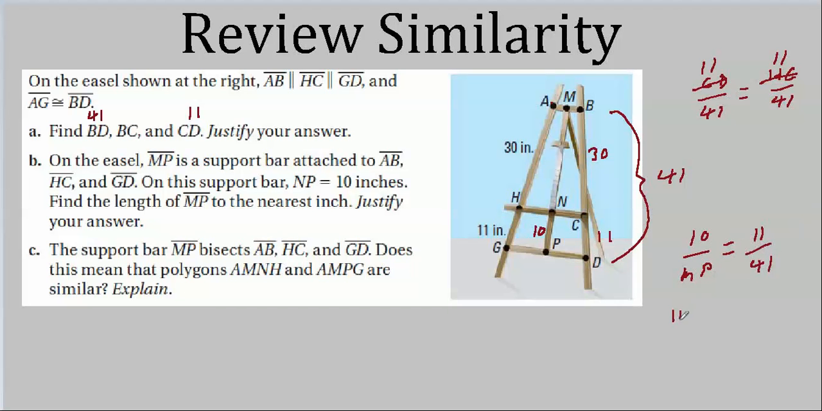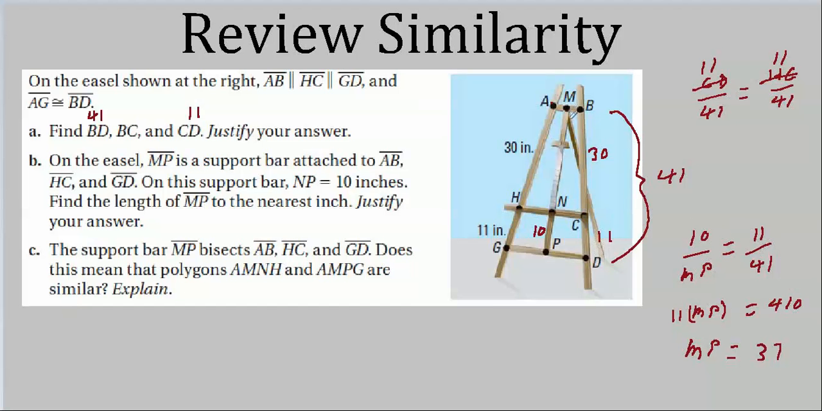Or 11 times MP equals 410. Now, if we set up the ratio, remember it has to be the same. Each of these is broken up by the parallel lines in exactly the same proportions. So 10 over MP, that's the whole, is exactly the same as 11 over BC. That whole would be 41. Now when we lay that out, we get 410 equals 11 times MP, or MP equals 37.